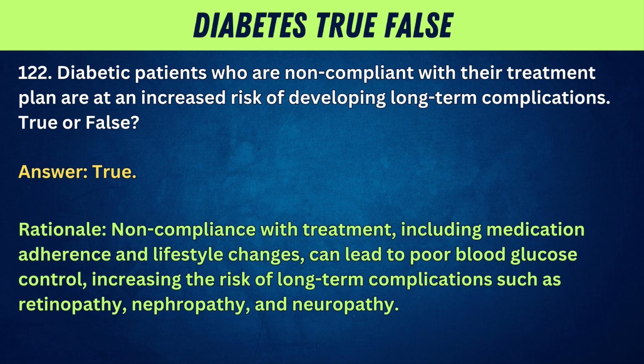122. Diabetic patients who are non-compliant with their treatment plan are at an increased risk of developing long-term complications. True or false? Answer: true. Rationale: non-compliance with treatment, including medication adherence and lifestyle changes, can lead to poor blood glucose control, increasing the risk of long-term complications such as retinopathy, nephropathy, and neuropathy.